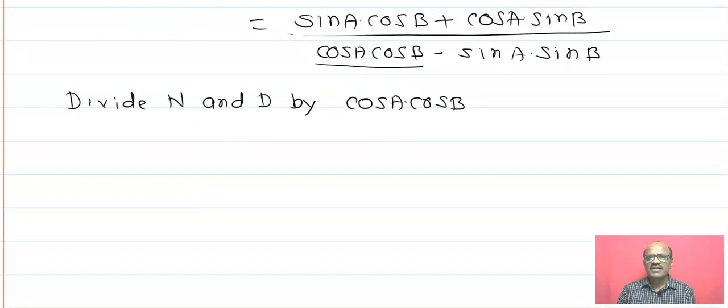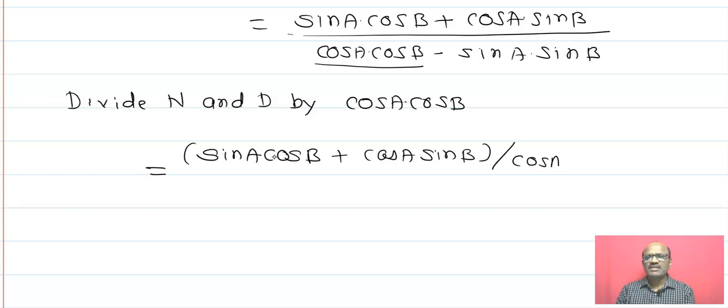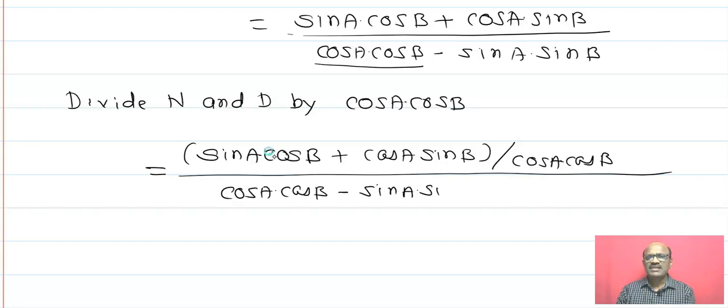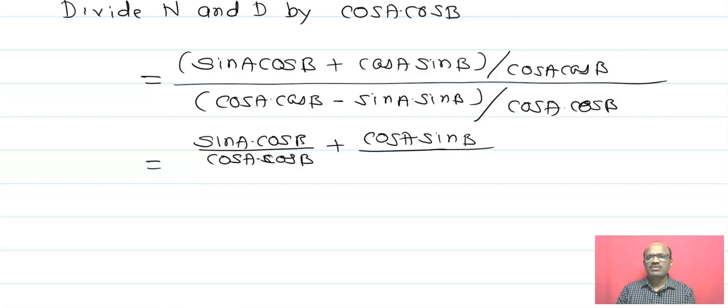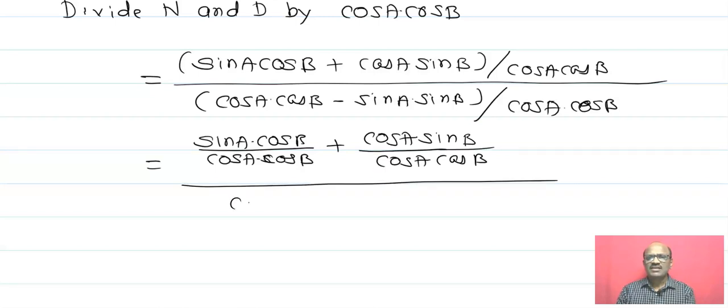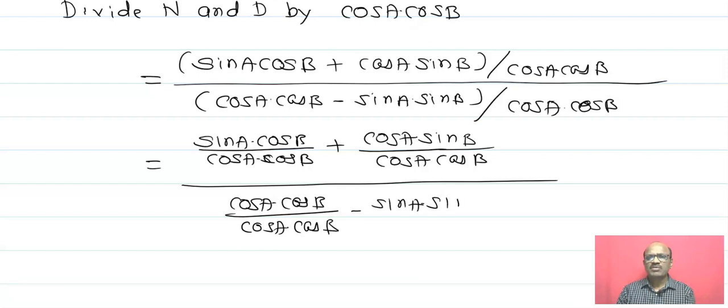Now see this, divide n and d, n for numerator, d for denominator: sin a cos b plus cos a sin b, this whole divided by cos a cos b, over cos a cos b minus sin a sin b, again this whole divided by cos a cos b. Now split this up, divide the individual terms, that is sin a cos b upon cos a cos b plus cos a sin b upon cos a cos b, over cos a cos b upon cos a cos b minus sin a sin b upon cos a cos b.